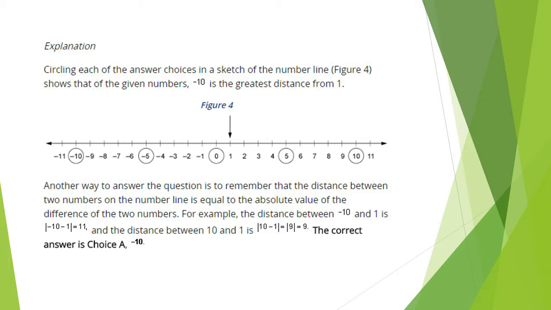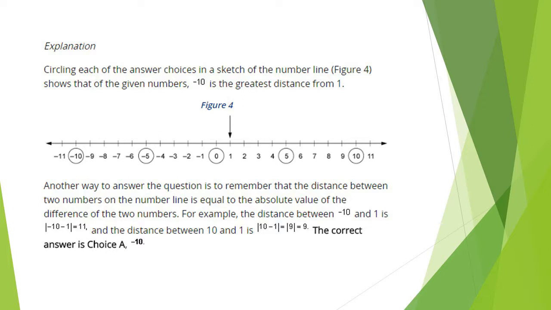Circling each of the answer choices in a sketch of the number line, as shown in Figure 4, shows that of the given numbers, -10 is the greatest distance from 1. Another way to answer the question is to remember that the distance between two numbers on the number line is equal to the absolute value of the difference of the two numbers.